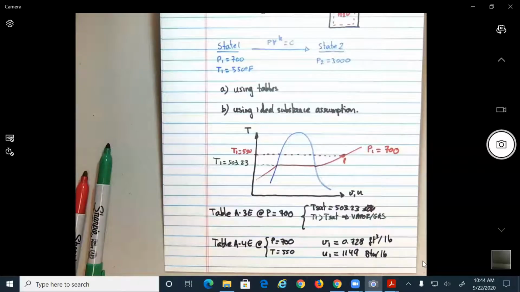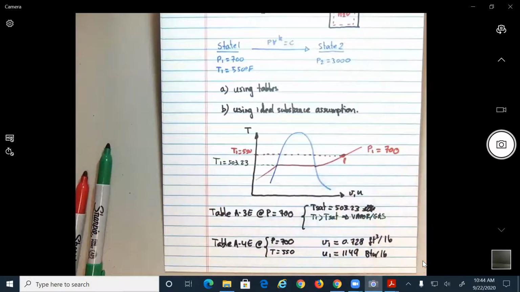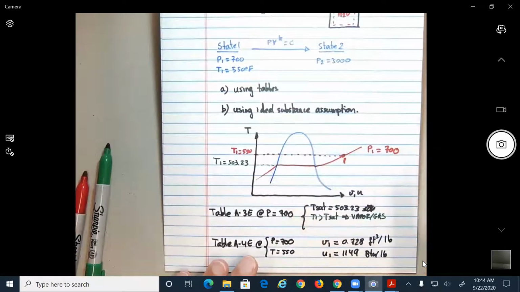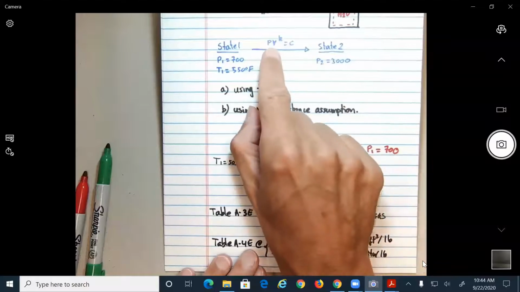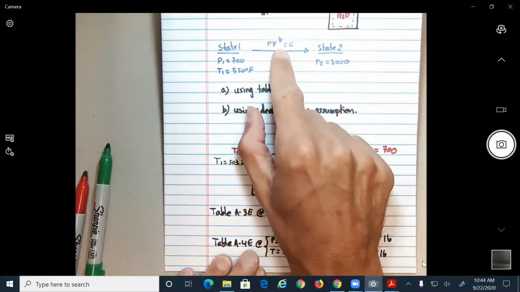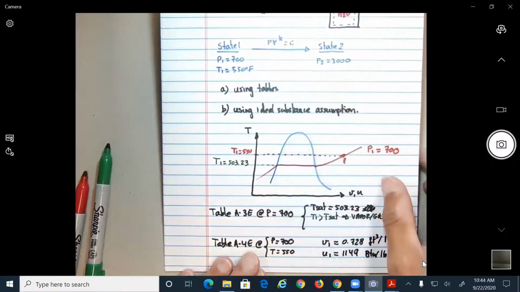All right, so we know everything at state one. Now we need to know what would be state two, okay? So we need to know two things, but we only know one. So we need to find another one, no? But what do we know about this process? This is a polytropic process. So maybe knowing that, we can find another property here to see what's going on, okay?